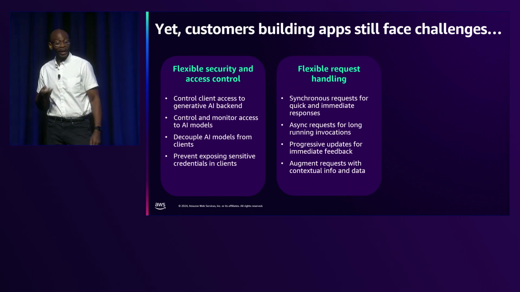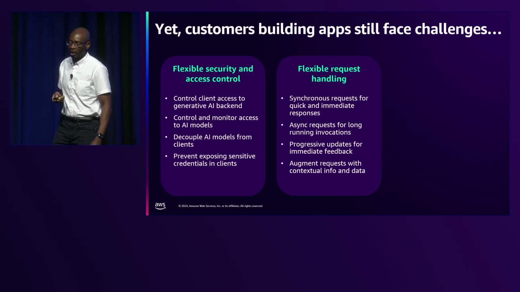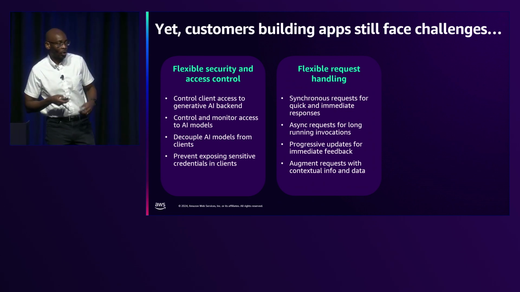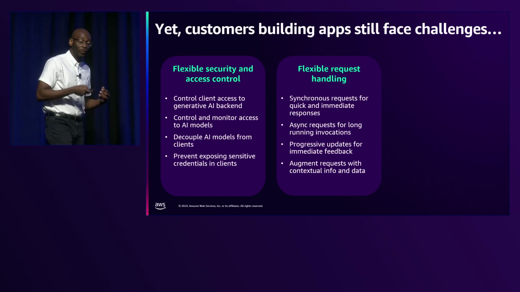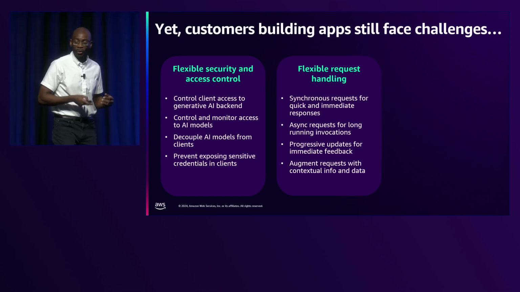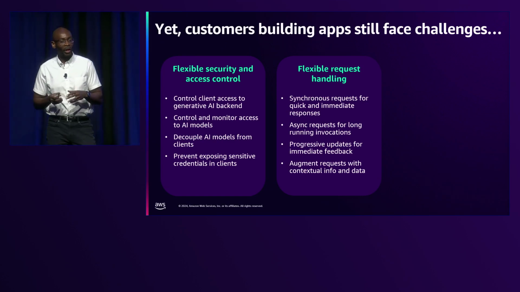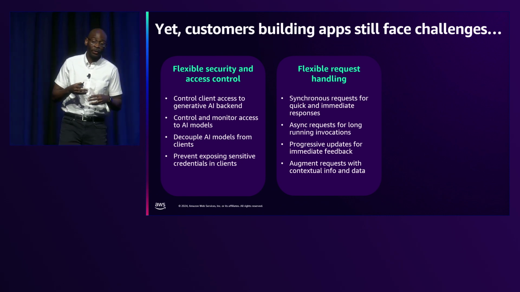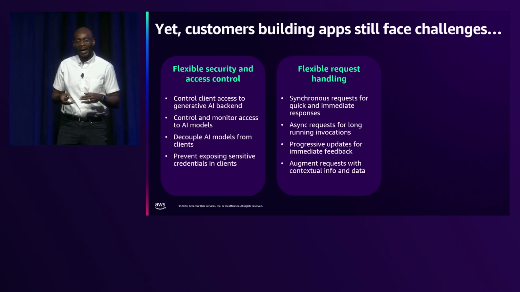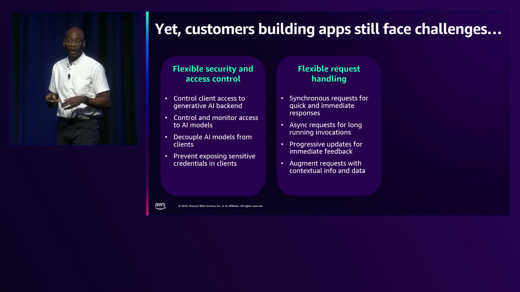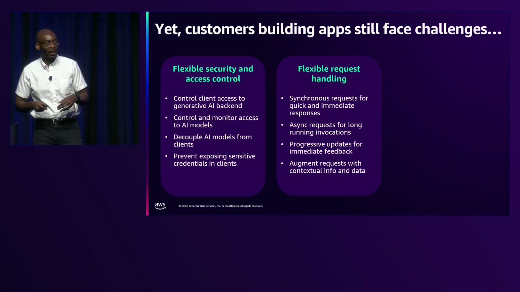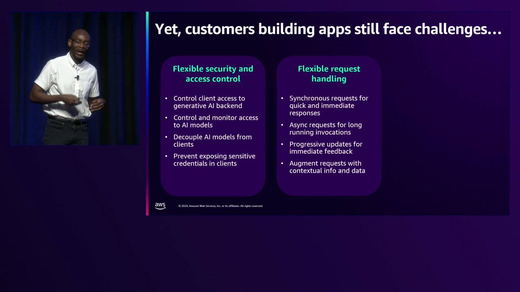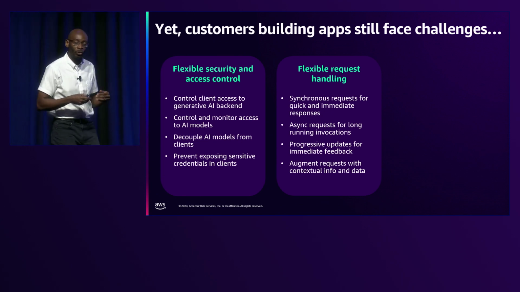Secondly, you need flexible request handling. Now, with generative AI, requests can be short and requests can be long-lived. You need an API solution that is going to allow you to do synchronous invocations on your models, as well as support long-running invocations. These are invocations that can take 30 seconds to 5 minutes, and you need an API that's going to enable you to deal with that.